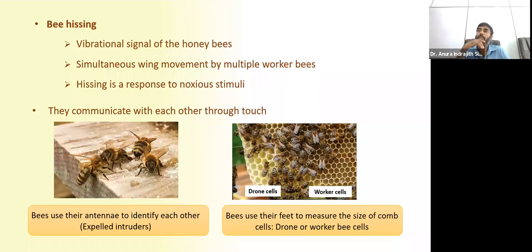Now it is very conspicuous in the case of Apis dorsata, the giant bee colonies. When some moth species, or bats, or some vertebrates try to attack the bees, they may show some characteristic waves across the comb. By doing that, they communicate to each other. They also make some noise, what we call bee hissing. When we approach a bee colony, you can hear some characteristic noise that they create. That is also a kind of physical communication that they use to convey messages.